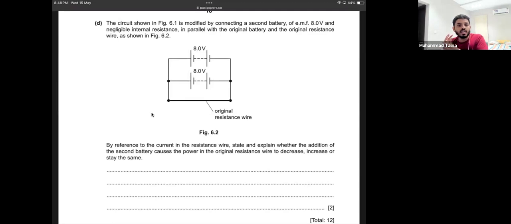In a while, I'll also show you the advantages and disadvantages of connecting cells in parallel and in series. But here, the idea is that the current would not change. The voltage, or potential difference, is what really dictates how the current is going to be. If the potential difference is the same, the current would also be the same. So if the voltage is the same, the current is the same, so the power dissipated would also be the same.